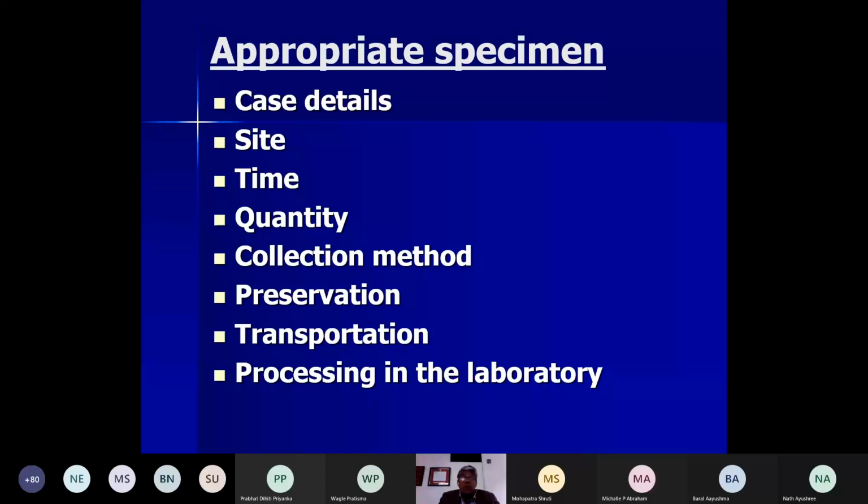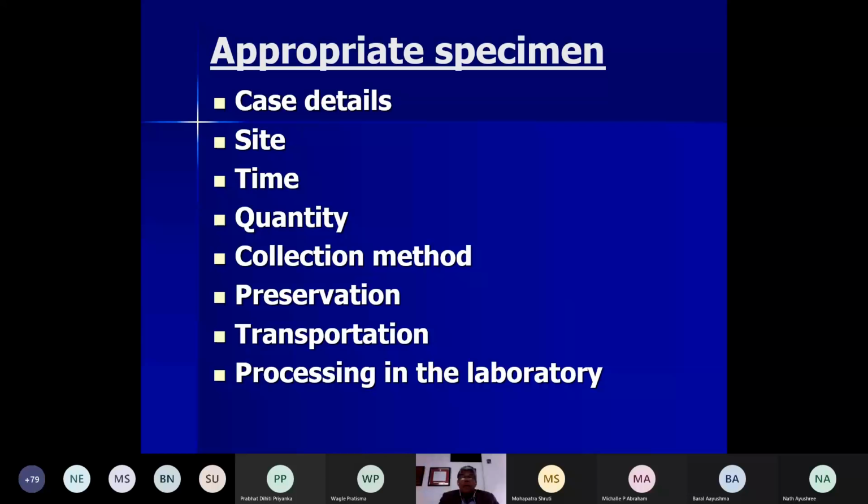So when you will be studying each disease, we will tell you about all these things about specimen. What time the specimen should be collected, how much quantity should be collected, how it should be collected, how it should be preserved, and how it should be transported. And once you transport it into the laboratory, what processing you want from that specimen.